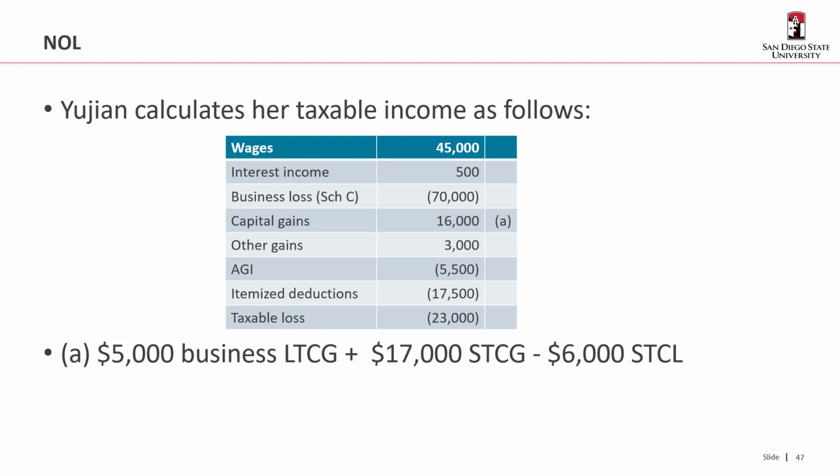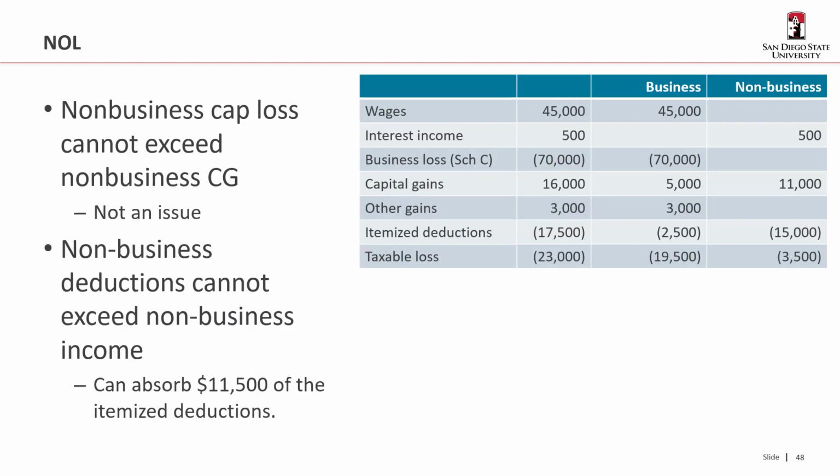But recall the rules say you don't simply take that amount and treat it as NOL. Instead, we have to bifurcate each amount into its business and non-business portions. So you can see I've done that in the table on the right-hand side.